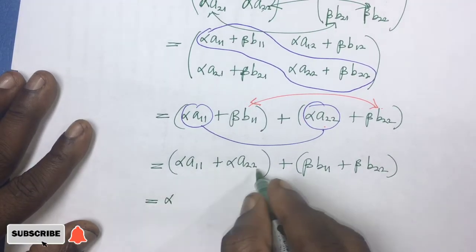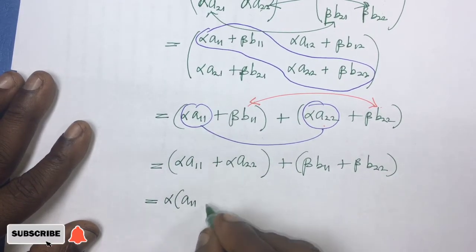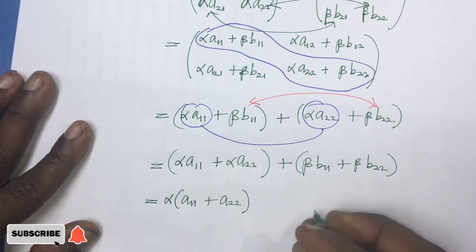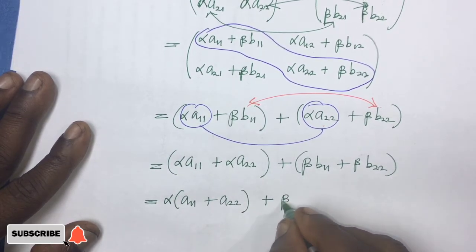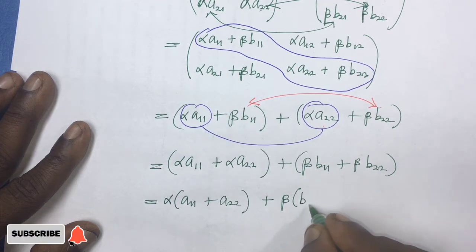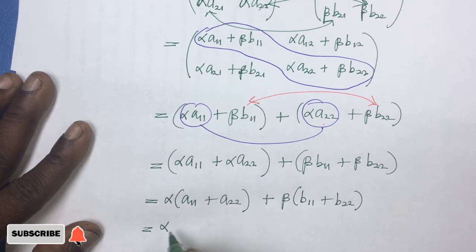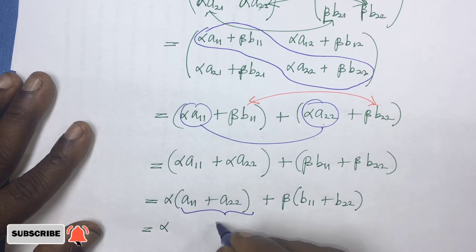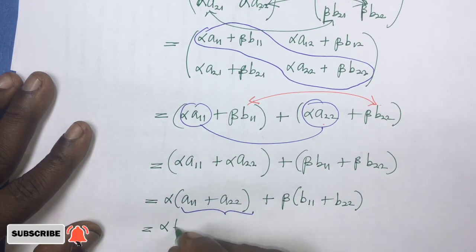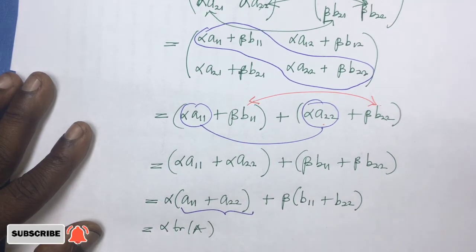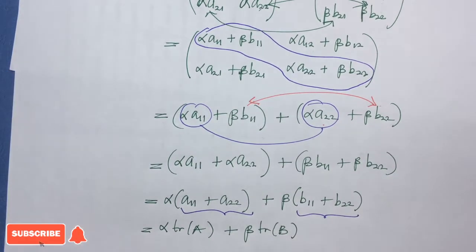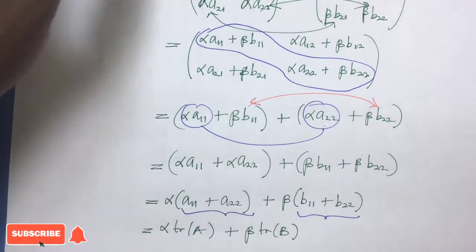Now, what is common to both sides is alpha. So if you bring alpha out from these two terms, it will give you A11 plus A22 in bracket times alpha. If you bring beta out from this bracket, you end up having beta times B11 plus B22. And take note, alpha is brought out. What would this give you? This will give you the trace of A. And if you bring out this also, you will notice that would also give you the trace of B. And that proves that particular property.